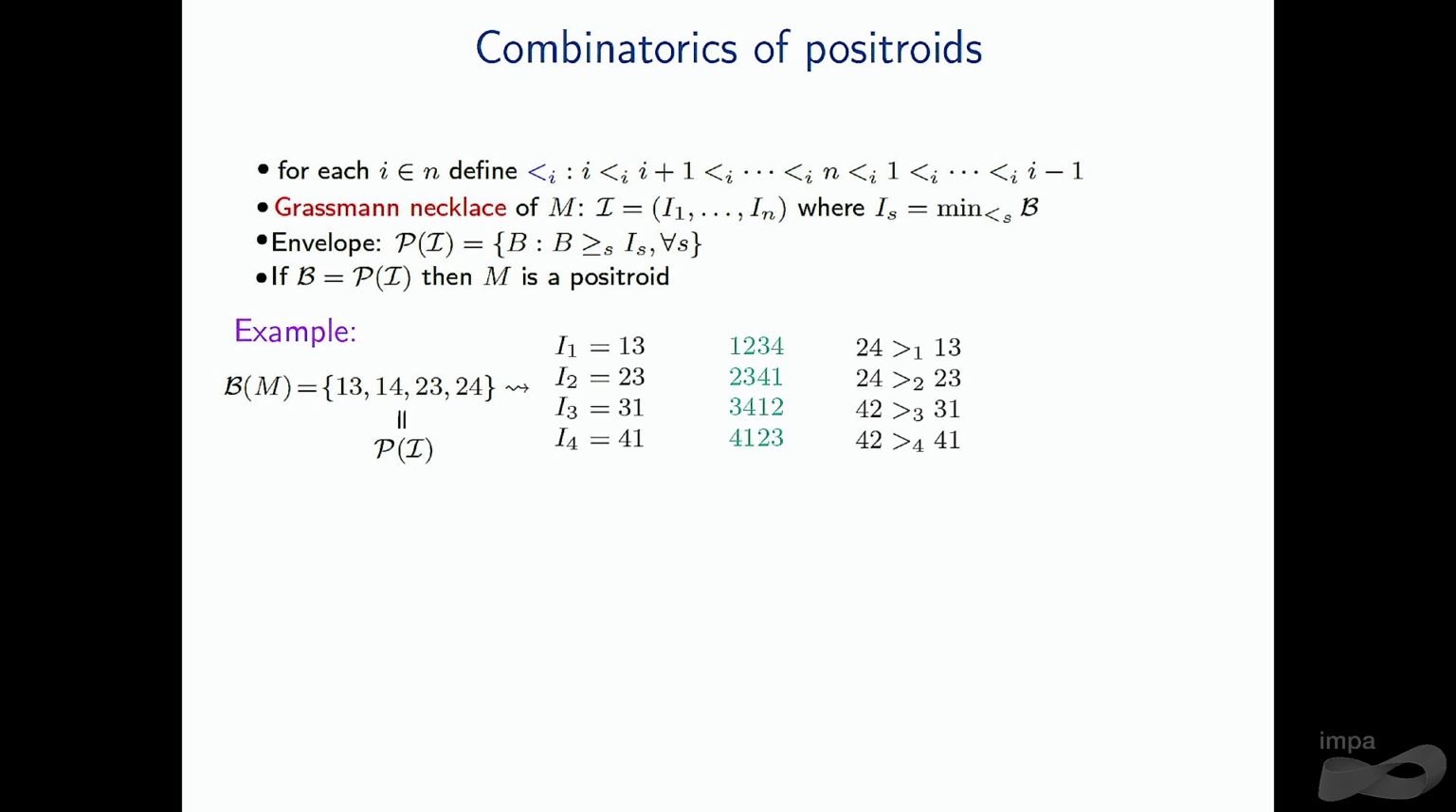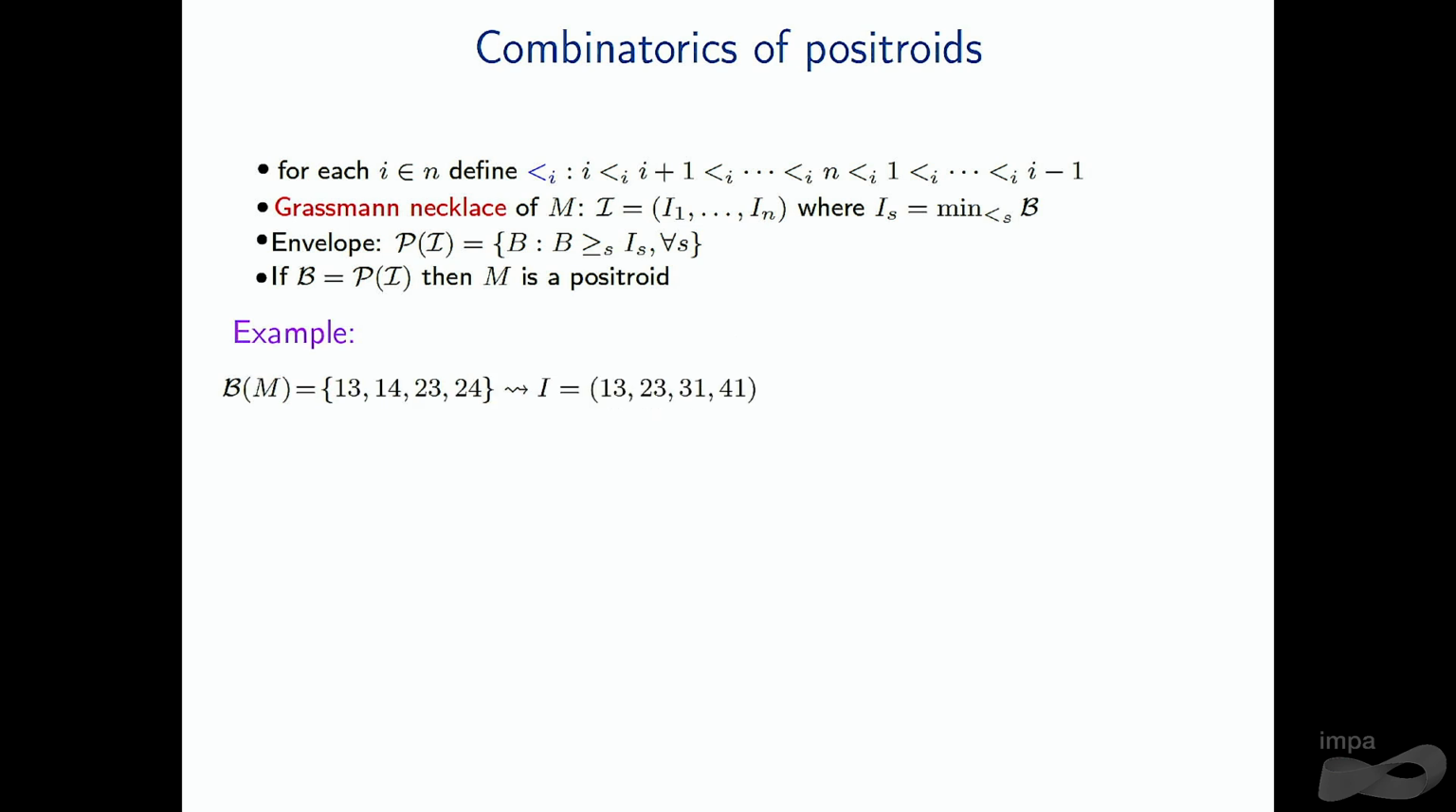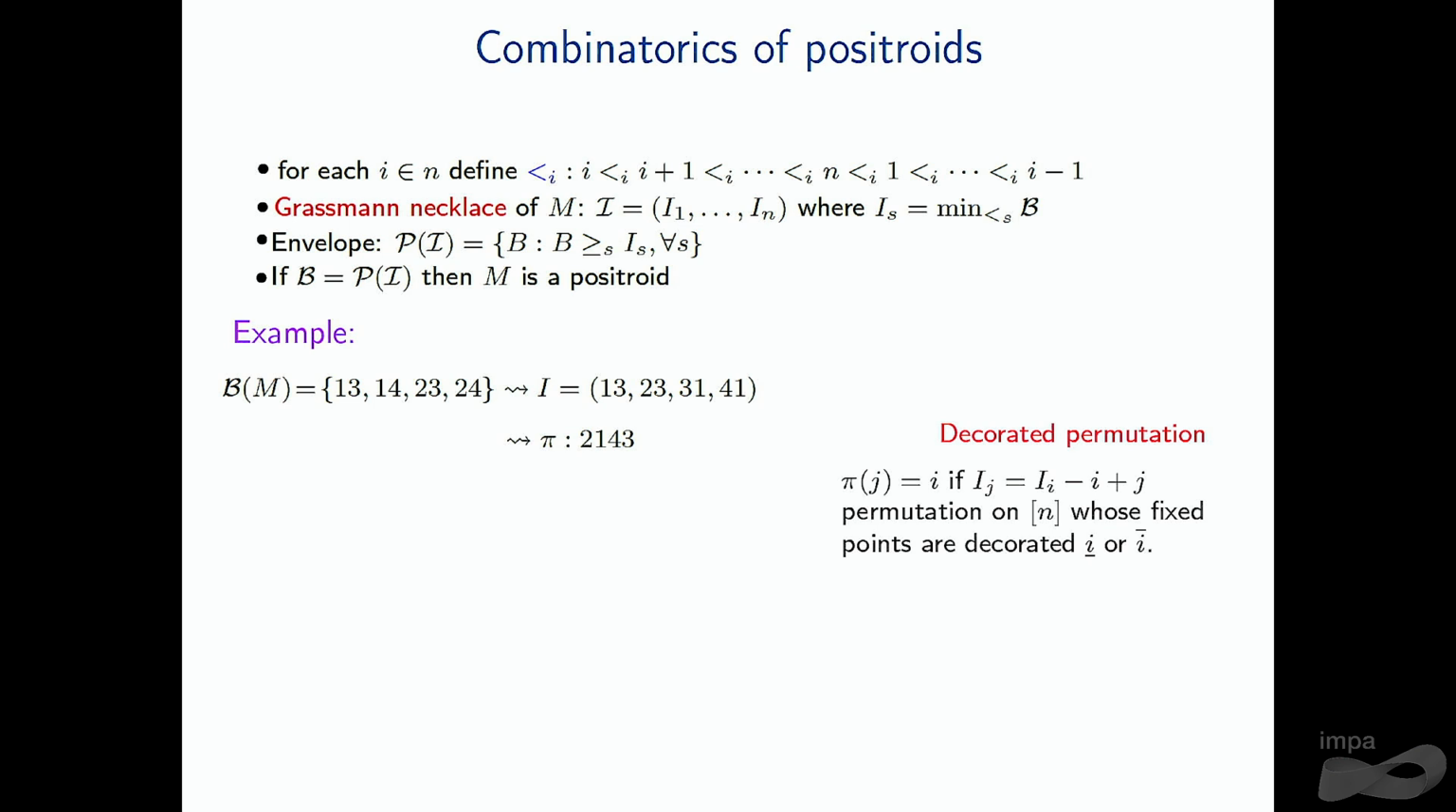So one way of labeling positroids is by this sequence here that I'm calling Grassmann necklaces, although I'm not defining them properly. But another way, which is a more combinatorial way, perhaps, is by constructing something called a decorated permutation. And the decorated permutation is just a permutation that you assign to your positroid.